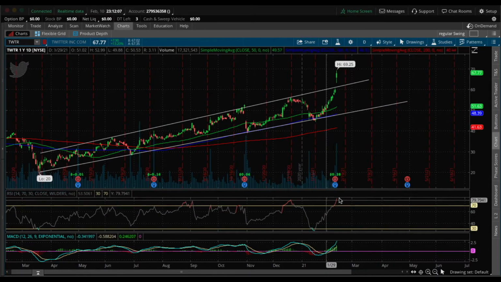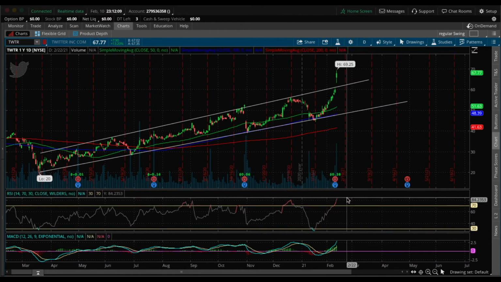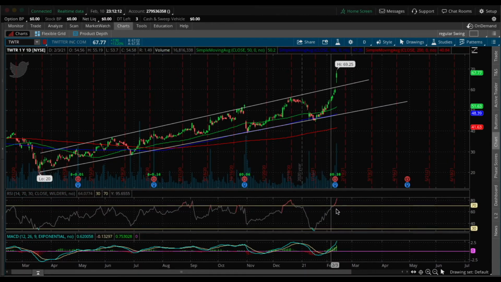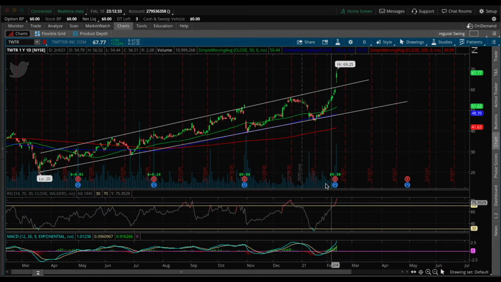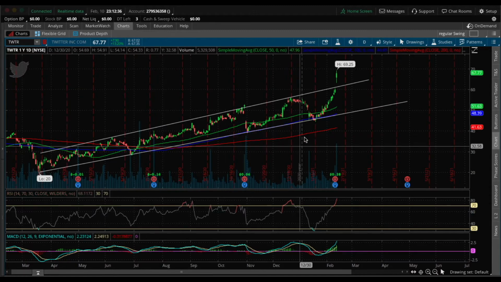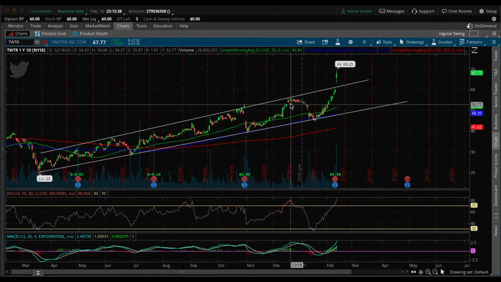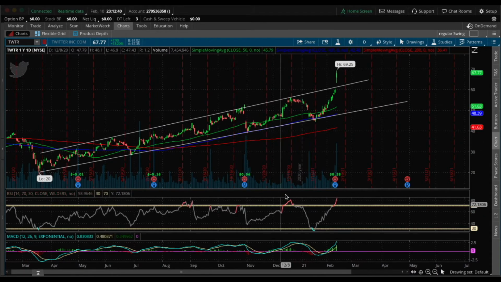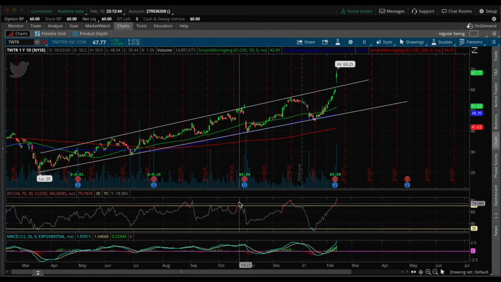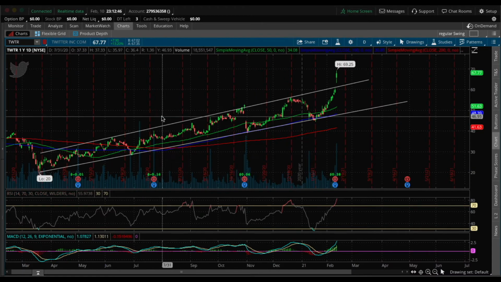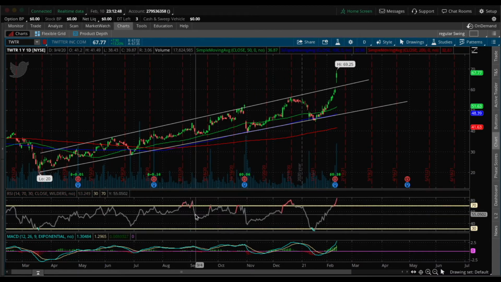So right now the RSI is showing us that Twitter is overbought, and that just means that this stock is overvalued currently and that it can definitely pull back. And actually, if we look back at the previous price action of Twitter, we can see a few months ago it was overbought right here and then pulled back. It was overbought over here and pulled back as well. So every time it becomes overbought, it typically has a pullback.